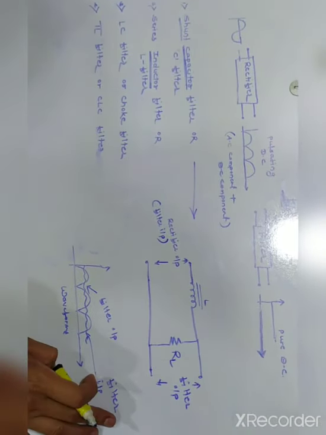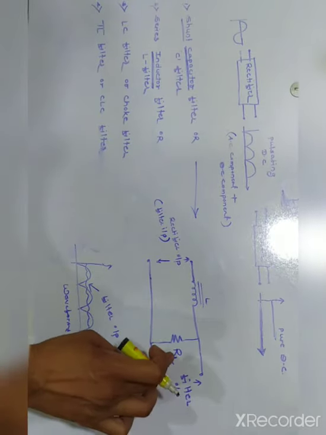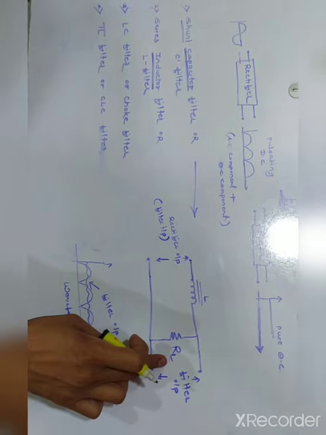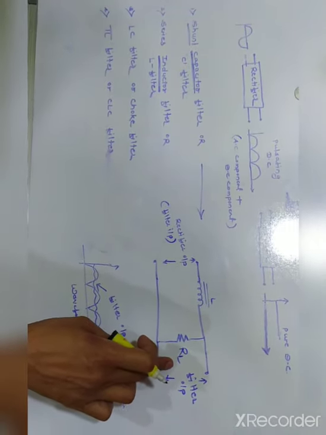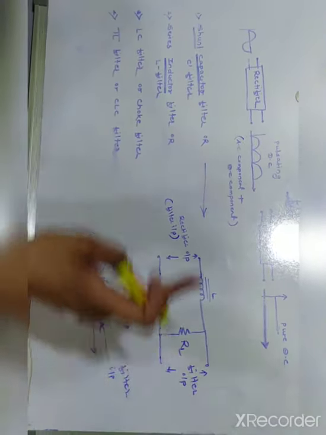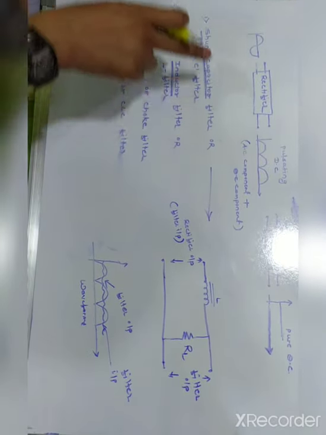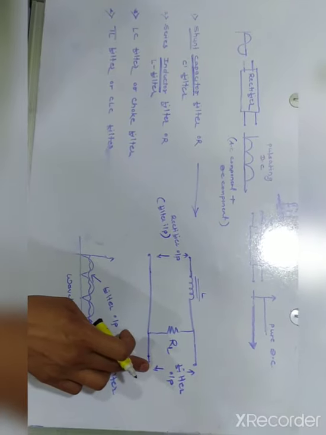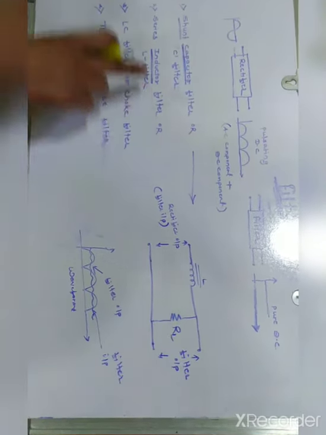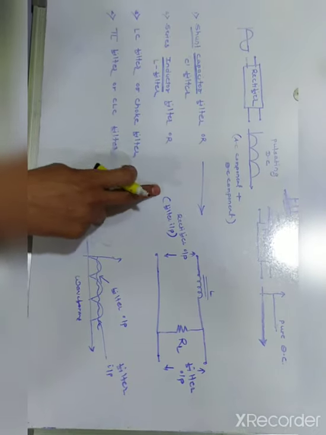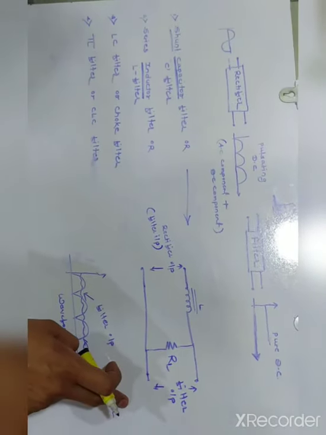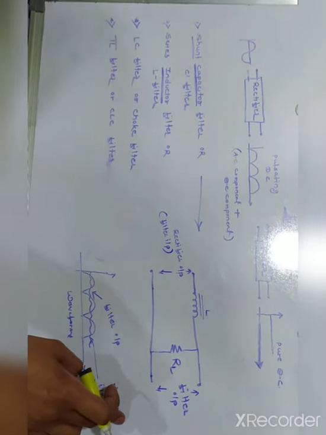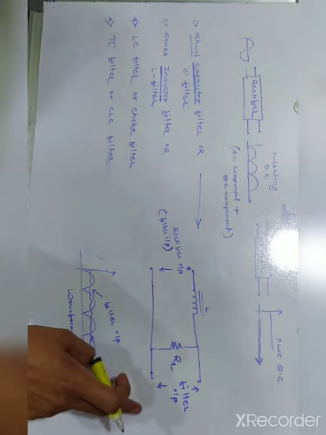Now the advantages: it is useful for heavy load current, and it reduces the ripples in the DC output. Whatever ripples you were getting before in the shunt capacitor filter, it reduces them, so you get less ripple or less error in the series inductor filter. The disadvantages are that it is more costly compared to that, and it has poor voltage regulation. These are the two disadvantages of the series inductor filter.